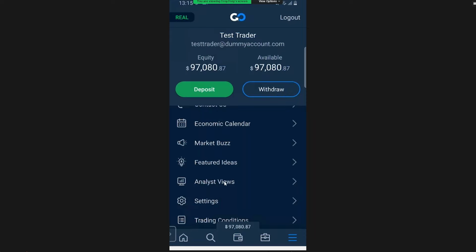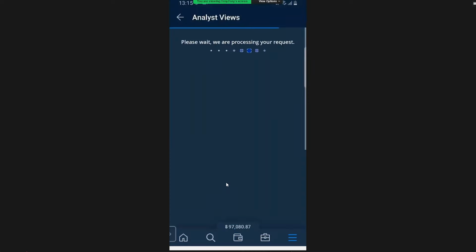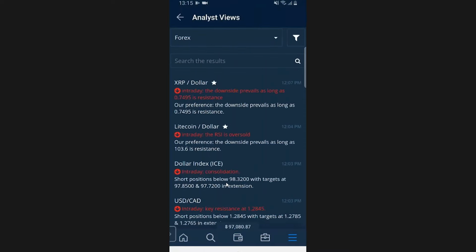Featured ideas, analyst views, those are Forex signals coming from Trading Central analysts. So let's look at the analyst views, for example. So what we're looking at is US dollar strengthening against cryptocurrencies is the expectation in these signals. You can see it right away. Dollar pulling down Ripple, dollar pulling down Litecoin.